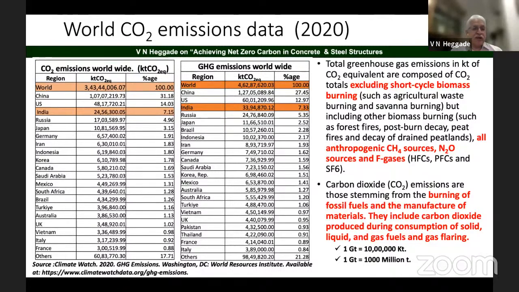Presently, if you really look at the world average of the carbon dioxide emission in 2020, as per the Climate Watch, it is around 34.34, and India is emitting around 24.56 gigaton. The gigaton is what we call GT.